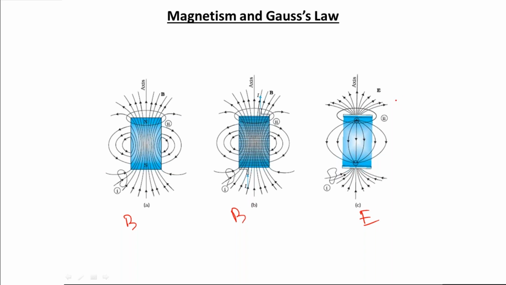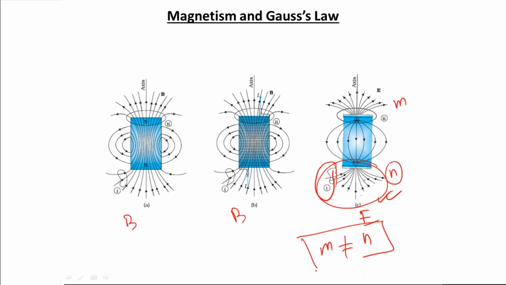So look, in this region, suppose n is the number of field lines entering here, and the number of field lines coming out is not the same, say m. So m is not equal to n. The number of field lines entering into the south pole is not exactly equal to the magnetic field lines coming out from the north pole.